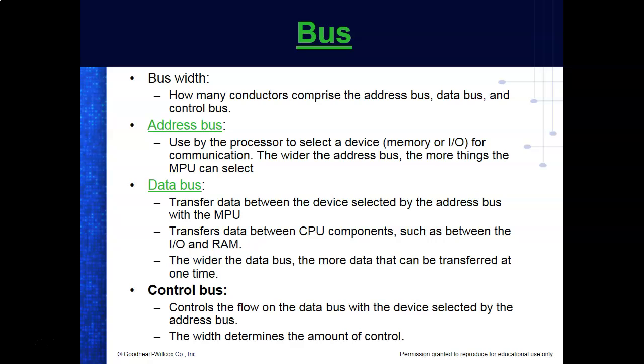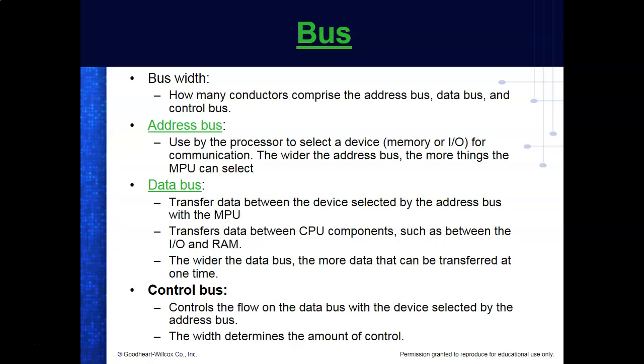Then we have what we call the control bus. The control bus controls the flow of the information between the device that's selected by the address bus and the microprocessor. So it controls the flow of information. It tells it what direction. There's a lot to the control bus, and this is why you got so many pins on these microprocessors.